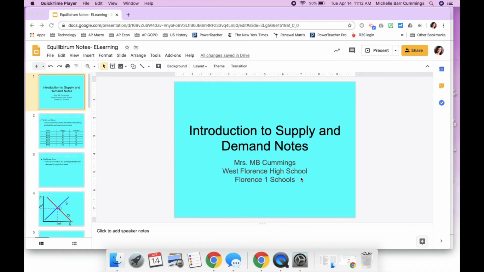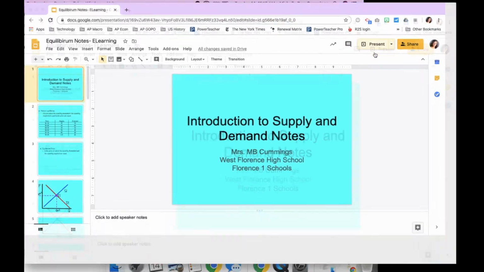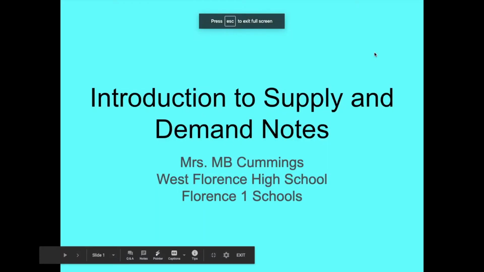Equilibrium? Equilibrium is where supply and demand get together on the same graph. And so while today is all about equilibrium and what that looks like, from here on out, I just refer to equilibrium as when supply and demand meet. And so that's why the notes are called Introduction to Supply and Demand. So with that, I'm going to get started.